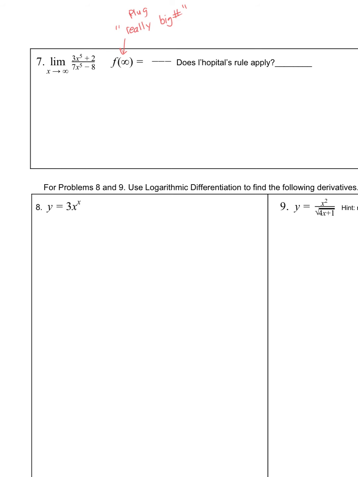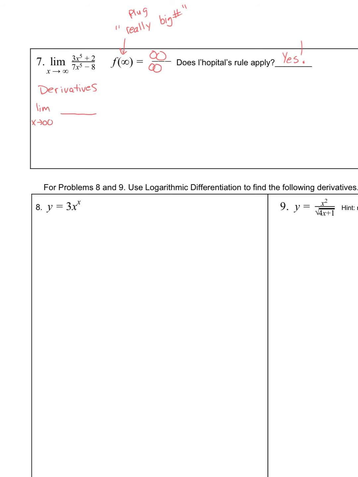So if we plug in a really big number on top, if we take a really big number to the 5th times 3 plus 2, that still gives us a really big number. So we still have an infinity. And same thing on the bottom. If I take a really big number to the 5th times 7 minus 8, I still have a really big number. So we have infinity over infinity, and that is where L'Hopital's rule will help you. So we go ahead and we take the derivatives. We take the limit as x approaches infinity.